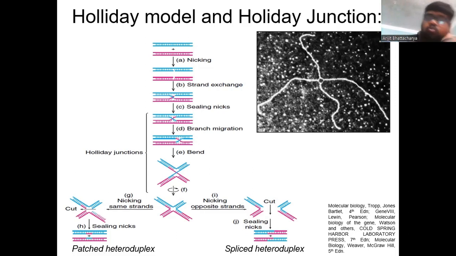In the electron microscope, when the Holliday junction was observed, it looked like this. So you can see there is a bubble here, and these four are the four DNA strands. So it is typically this kind of structure which is observed under the electron microscope.